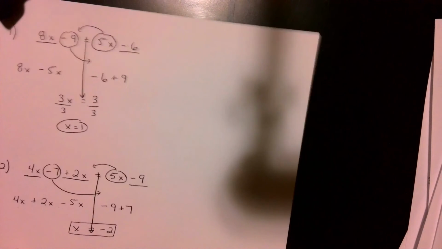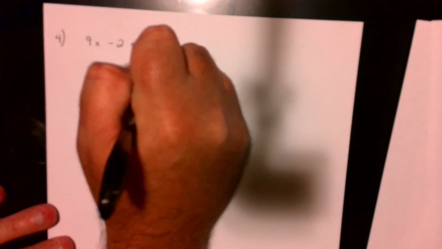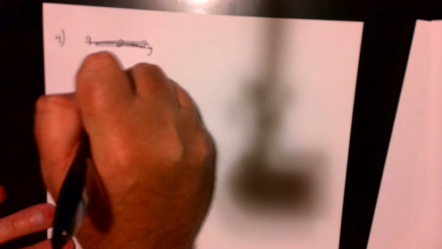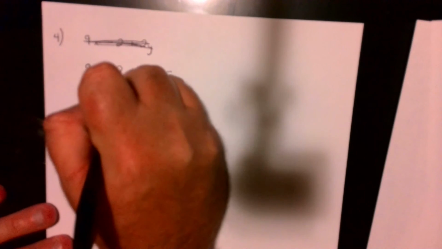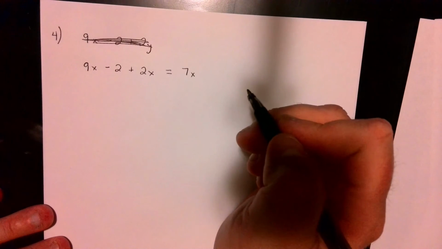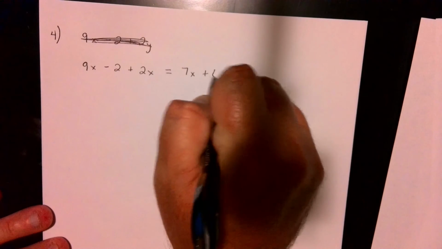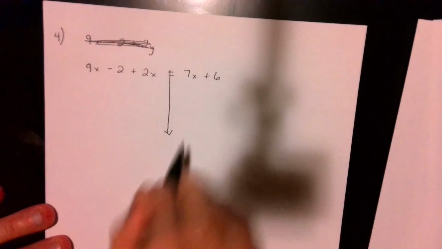Okay, let's have you guys try one. 9x minus 2 plus 2x equals 7x plus 6. I want you guys to work on this one.